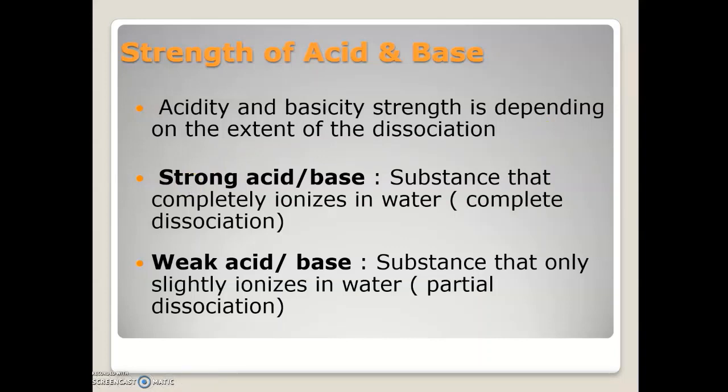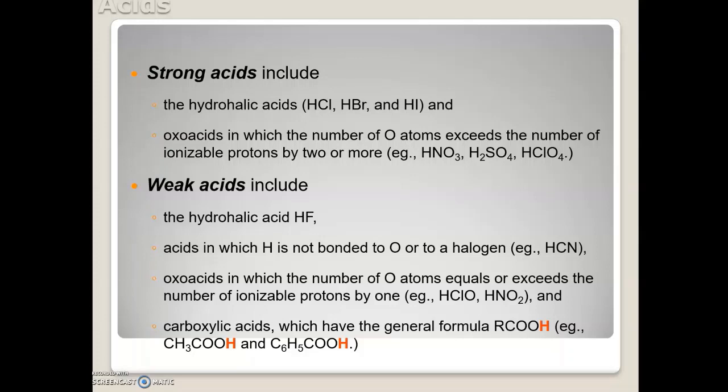If we categorize an acid or base as a strong one, it means that it is a substance that completely ionizes in water. They are 100% dissociated into ions. However, weak acids and weak bases are substances that partially dissociate in water. You have to be able to differentiate and identify each of them.